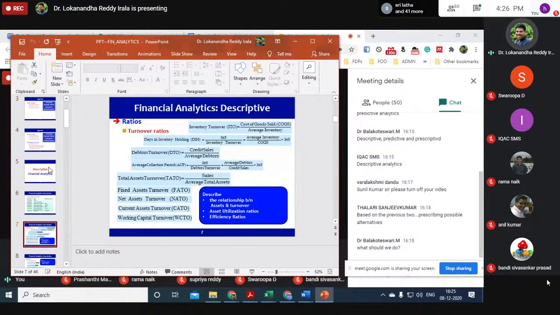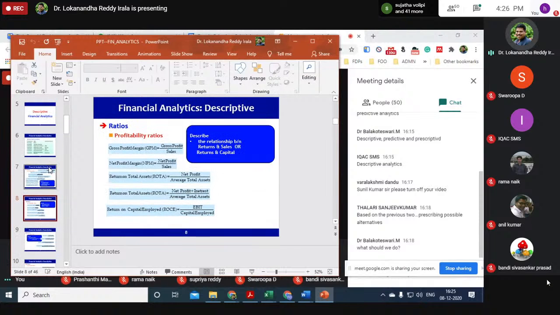And just to take you through a glimpse of that, you have turnover ratios, then you have profitability ratios, which measure the relationship between the returns and sales or the returns and capital, right? So there are two types of profitability. The profitability that bothers the managers: they are worried about how much profit they are making on sales. But what is important is that the investors are worried about how much profit they are making on their investment, right?